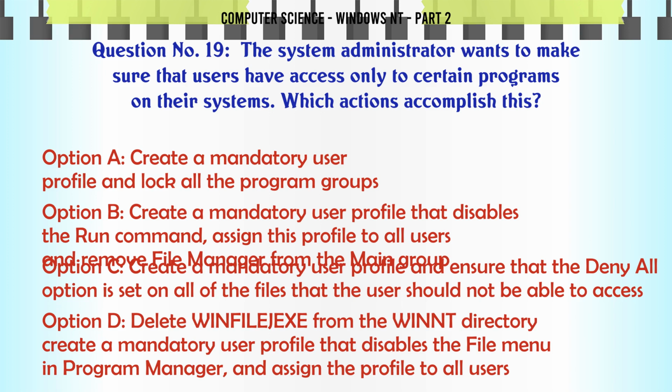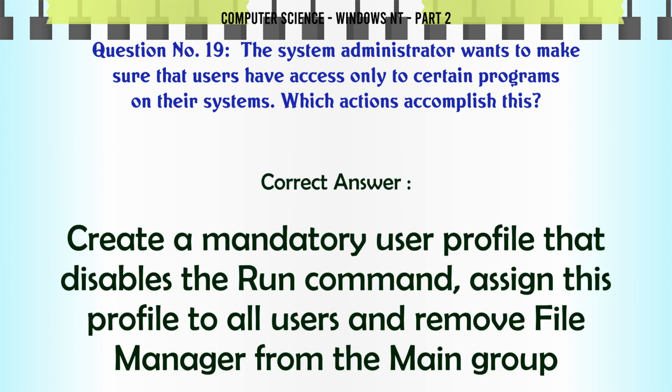C. Create a mandatory user profile and ensure that the deny all option is set on all of the files that the user should not be able to access. D. Delete Winfile.exe from the Winnt directory. Create a mandatory user profile that disables the File menu in Program Manager and assign the profile to all users. The correct answer is create a mandatory user profile that disables the Run command. Assign this profile to all users and remove File Manager from the Main group.